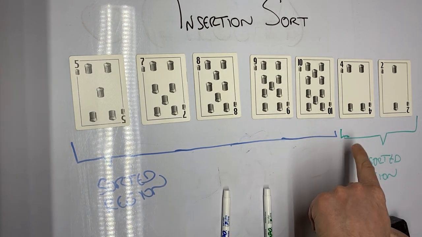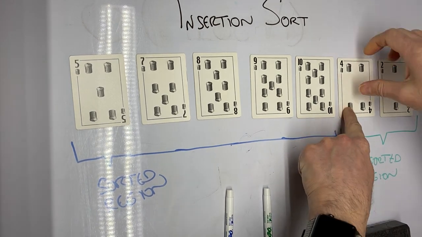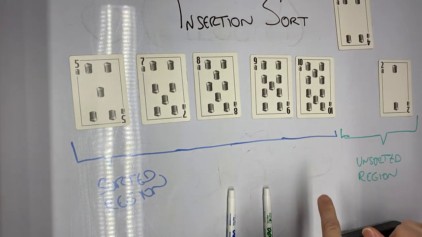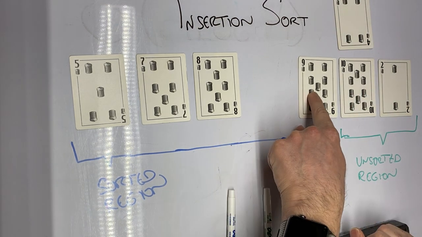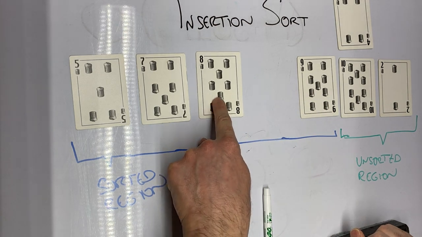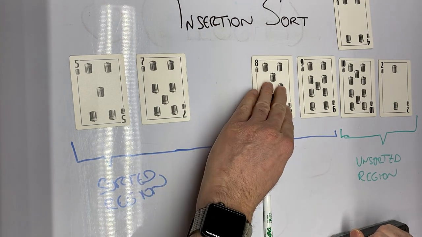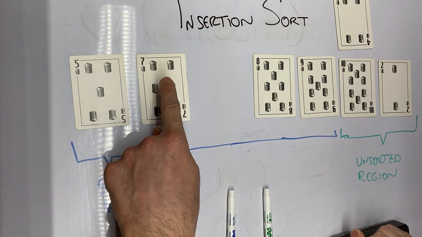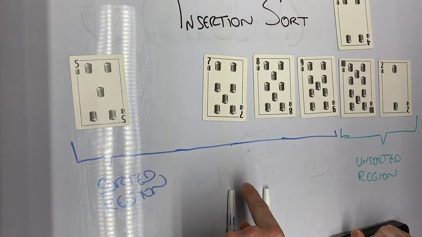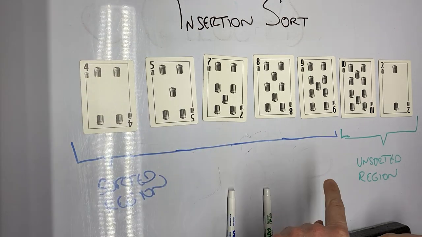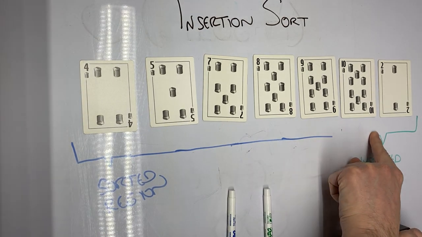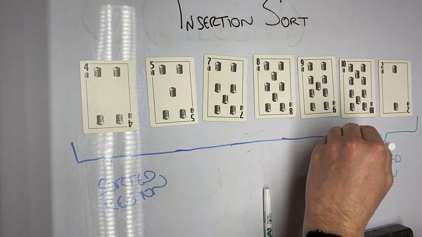Now the first card in the unsorted region is a 4. I will remove that. Is 10 greater than 4? Shift right. 9 greater than 4? Shift right. 8 greater than 4, shift right. 7 greater than 4, shift right. 5 greater than 4, shift right. Insert the 4 at the beginning. Adjust the regions.